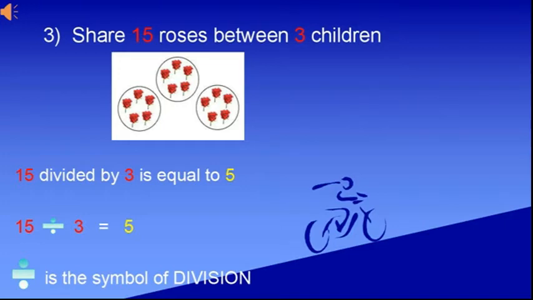In the next example, we have to share 15 roses between 3 children. So to share equal number of roses with 3 children, we have to divide 15 by 3. We say 15 divided by 3 is equal to 5. We write it as 15, put the symbol of division, then 3 equals to 5. So each child will get 5 roses.